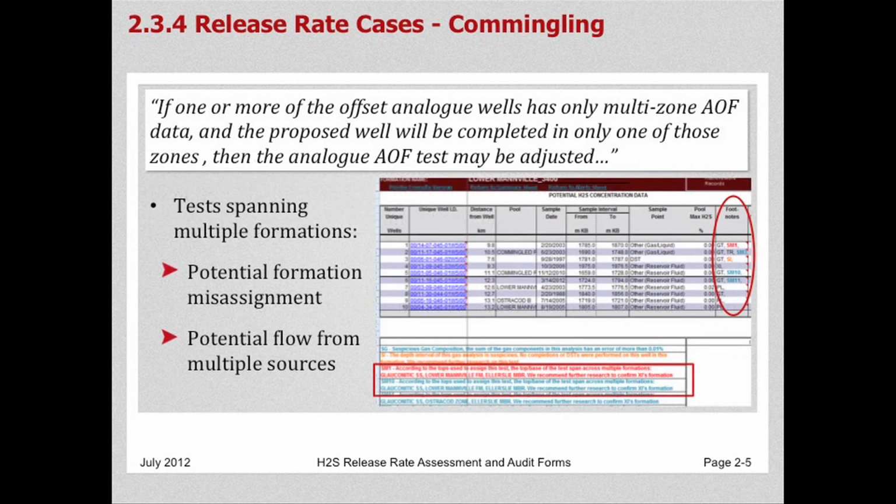Now, they do touch on another element that speaks to the data, though. If your analog does span multiple formations and it is actually legitimately flowing from both formations, what they're saying here is if you are only anticipating flow from one of those formations, make sure that you are paying attention to that and you're making the necessary adjustments.